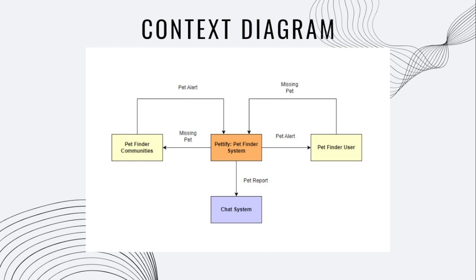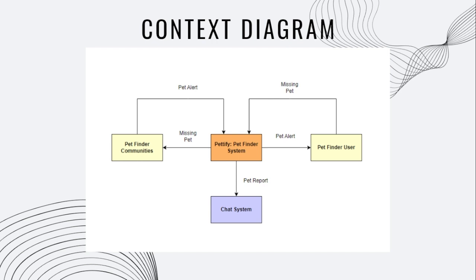groups of users. So one is the Petfinder communities and one is the Petfinder user. So what's the difference between a Petfinder user and Petfinder communities? So let's say Petfinder user is closer to you. So for example, let's put you as the Petfinder user and you want to create a post of your missing pet, and then once you've created the post, as you can see, it will send to the Petfinder system.